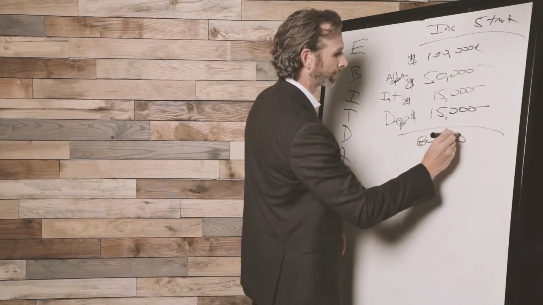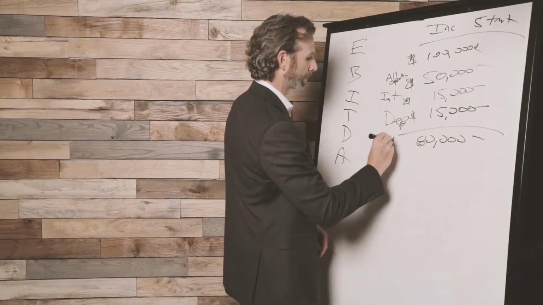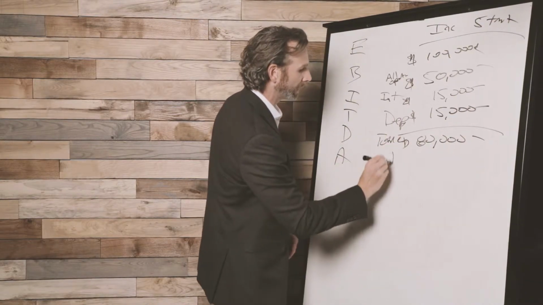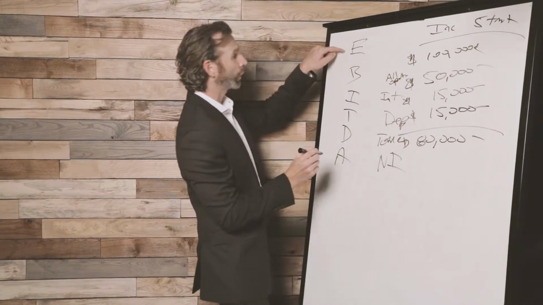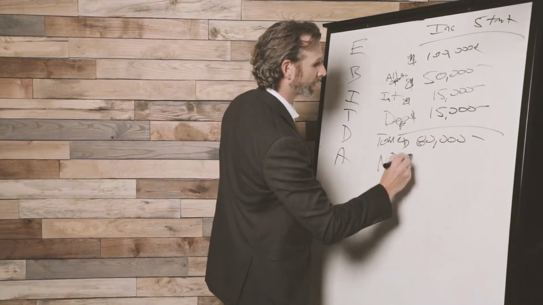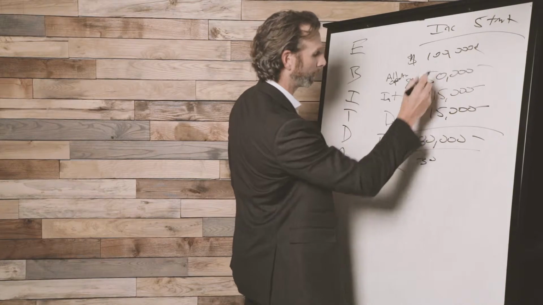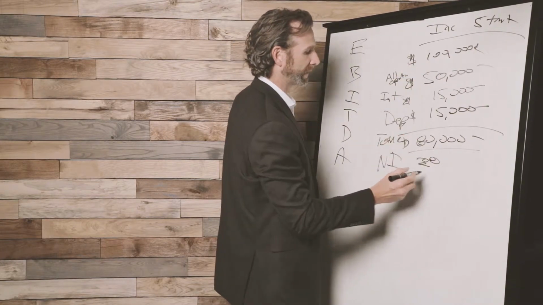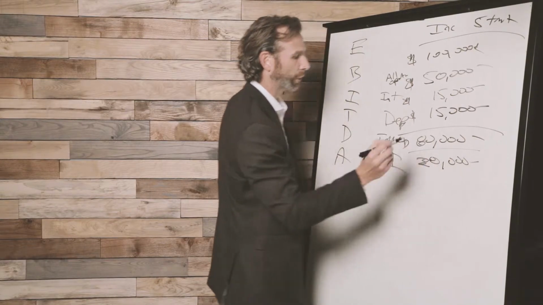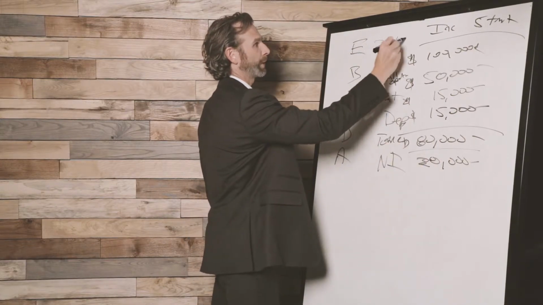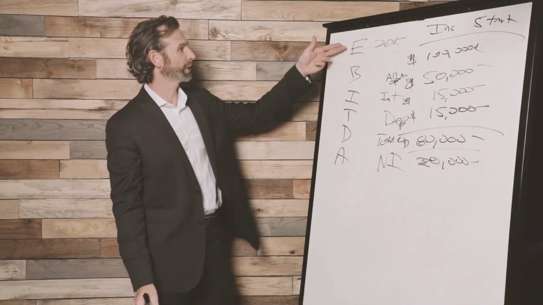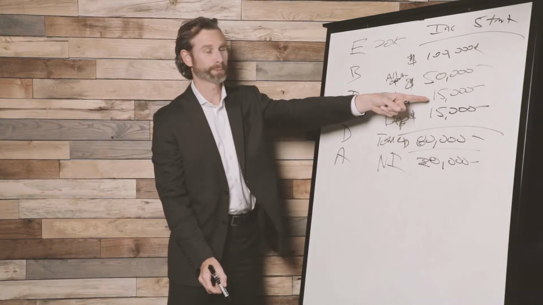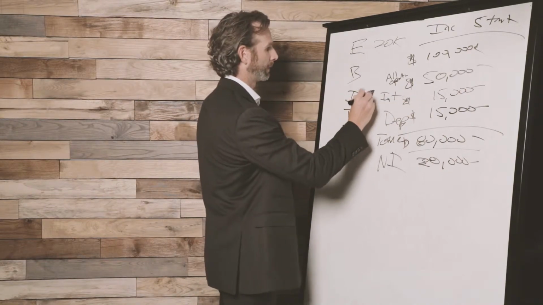So that's total expenses. So our net income then, or my earnings, is $20,000. $100,000 minus $80,000 gives me $20,000 in earnings. So I'll put that up here. So there's my earnings. So this is earnings before interest. Oh, there's my interest of 15K.